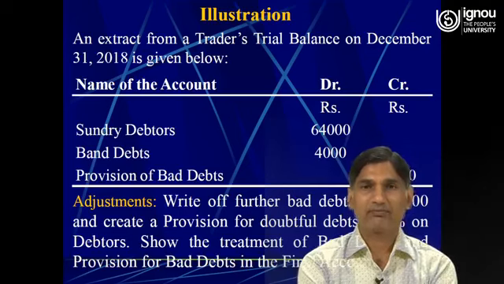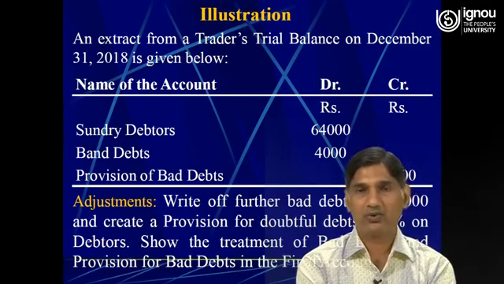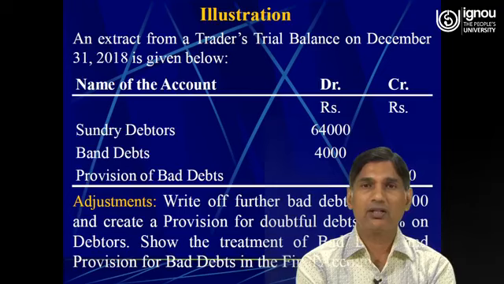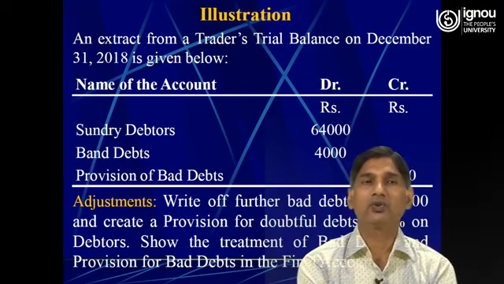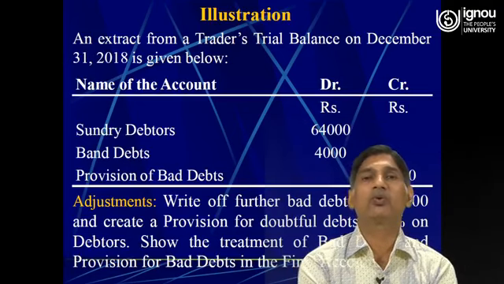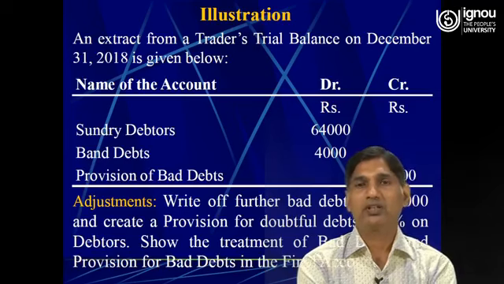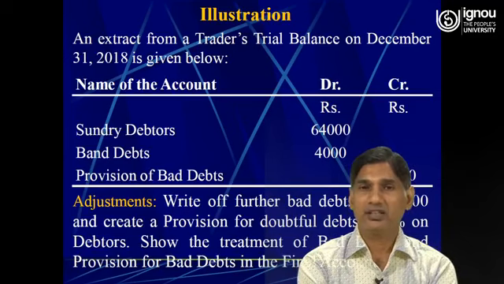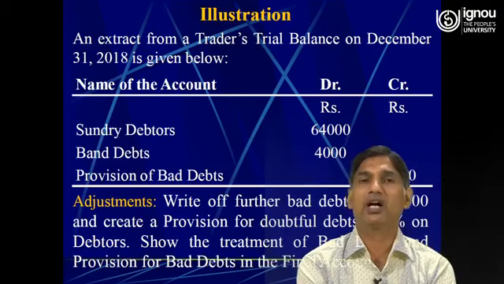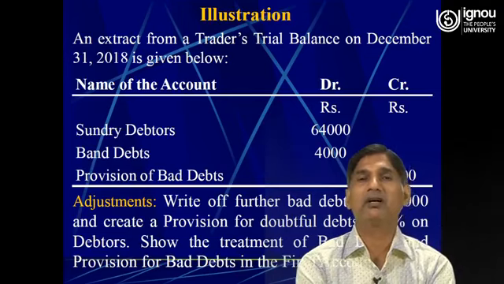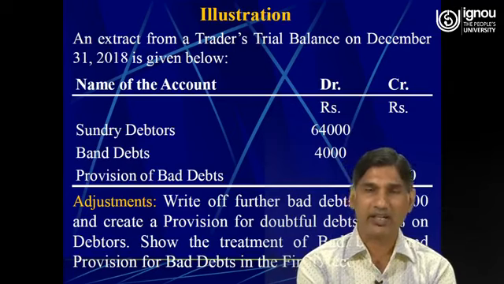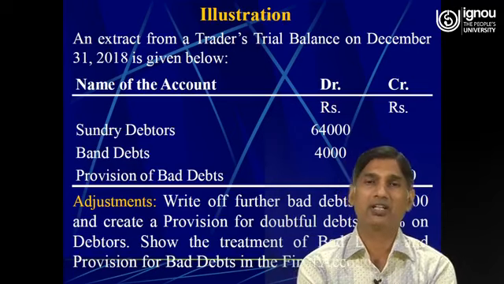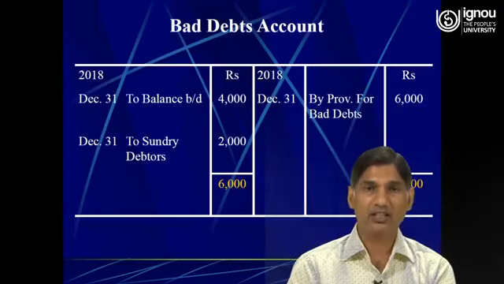So bad debts 4,000 plus further bad debts 2,000, that is 6,000, plus new provision 3,100. So 6,000 and 3,100 is 9,100, minus old provision 7,000. If we subtract 7,000 rupees out of 9,100, the remaining amount would be 2,100. So this 2,100 will be shown in the debit side of profit and loss account.